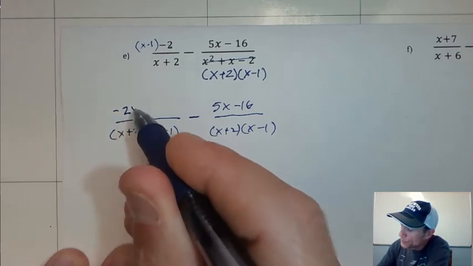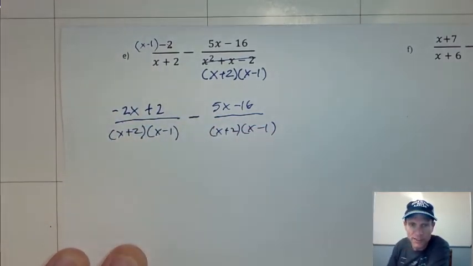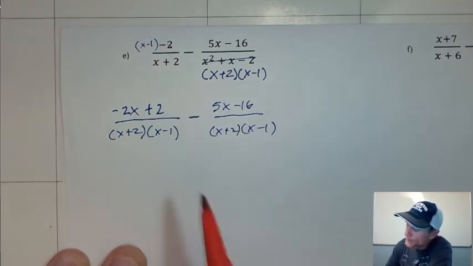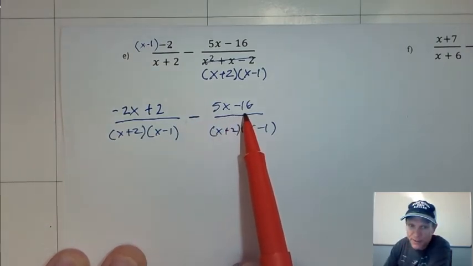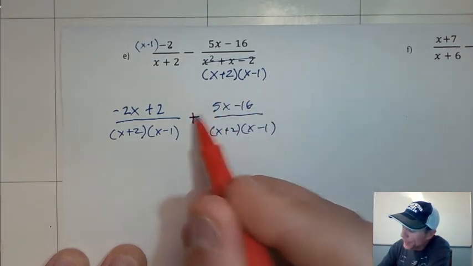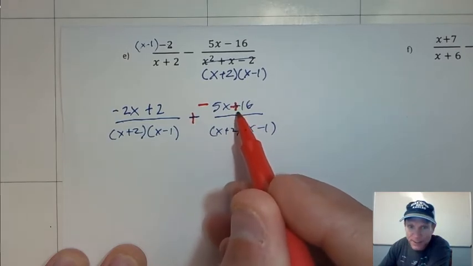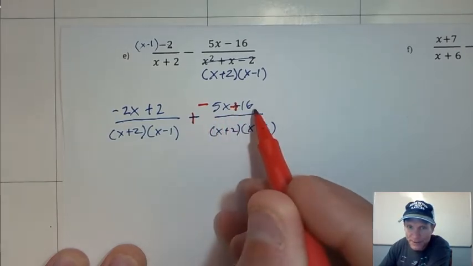I get negative 2x plus 2. Be careful with your signs there. And likewise, be careful with your signs here. Remember that this subtraction can be changed to add the opposite, but you have to remember to change that sign right here also. So add the opposite.